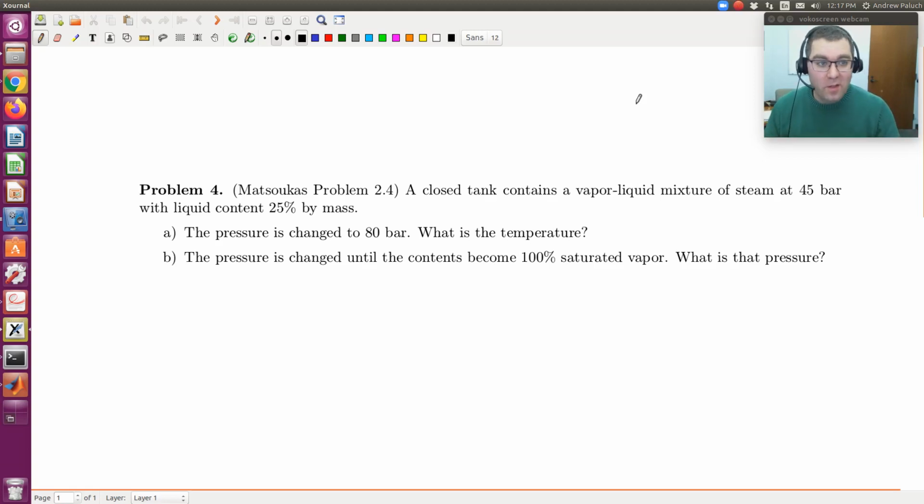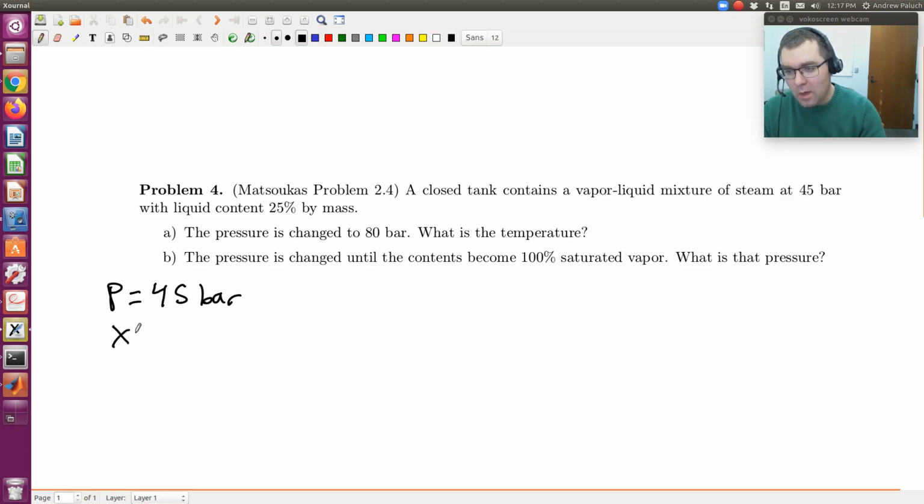Right, let's take a look at our fourth example problem. A closed tank contains a vapor-liquid mixture of steam at 45 bar with liquid content 25% by mass. So we're starting with a system at a pressure of 45 bars and a liquid fraction of 0.25. All right, so our quality, or the vapor fraction, would be 0.75.